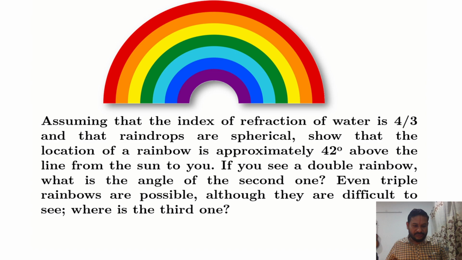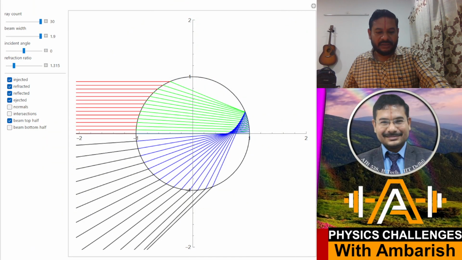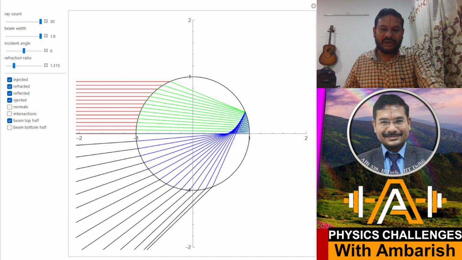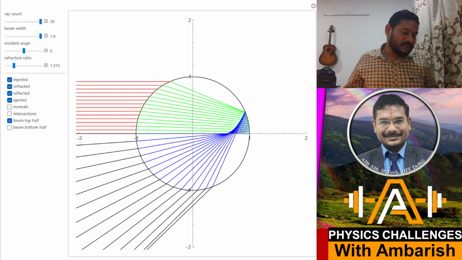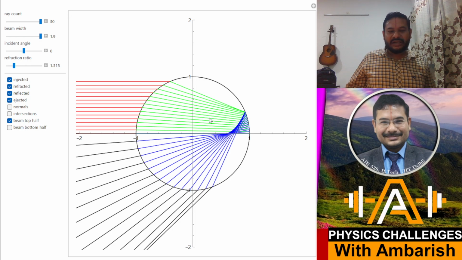So here is this Wolfram Demonstrations Project. Once again, the same figure you might be familiar with, that I had done when I showed you the primary rainbow discussion. So now what is happening here? Once again, this is the figure for primary rainbow only, but the same thing I will be extending for secondary and tertiary rainbow.